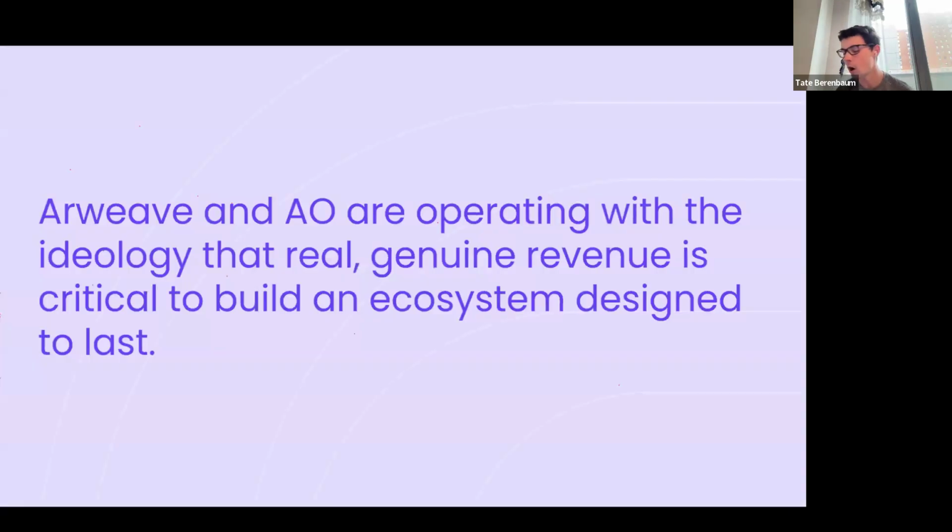All that to say, Arweave and AO are operating with the ideology that genuine revenue powered by real use cases is critical to build an ecosystem designed to last. The game is not to make the token go up, even though we live in a world where a lot of people have an economic incentive for that to be the case. What we believe in is the long game, which is solving problems for people and being rewarded for doing so, creating things people want, and targeting unique use cases of the stack that we can offer that no one else really can as a way to do so.